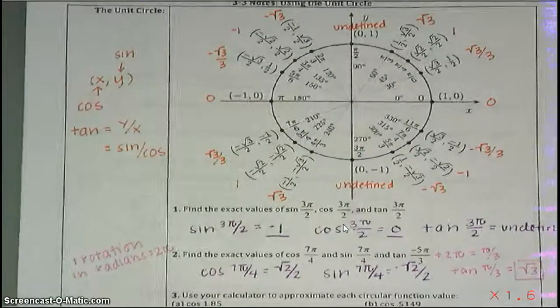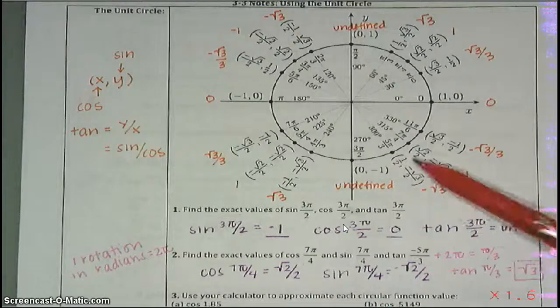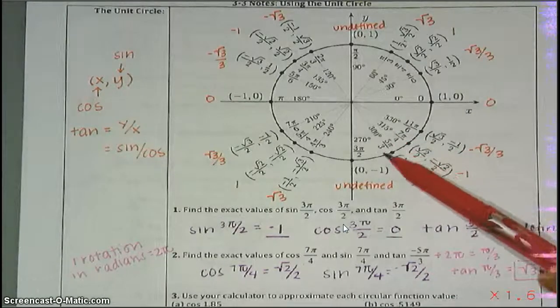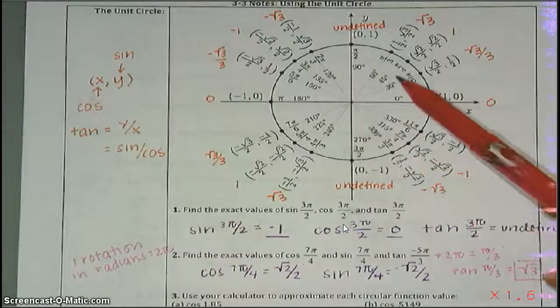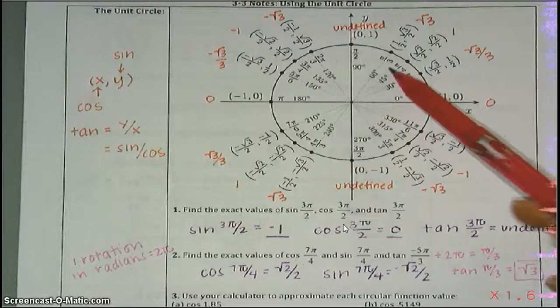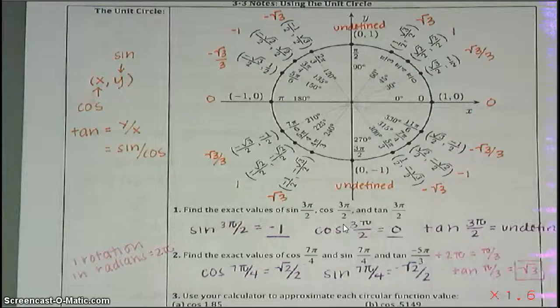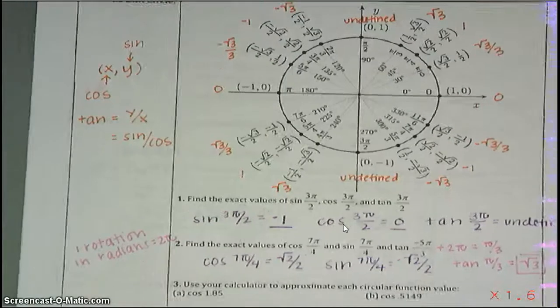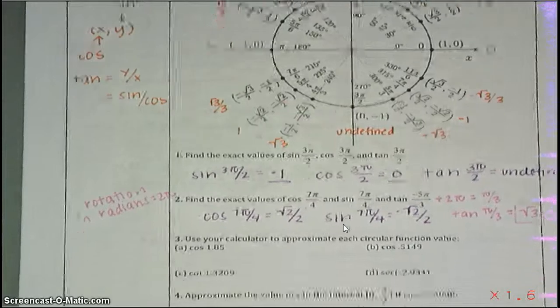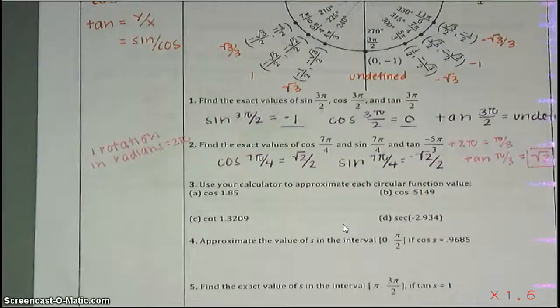Something else, if adding a rotation doesn't really work well for you, what you can do is find the positive angle, 5 pi over 3, and then reflect it over the x-axis. You will end up at the same angle that you get when you add a rotation. This last part isn't too difficult.